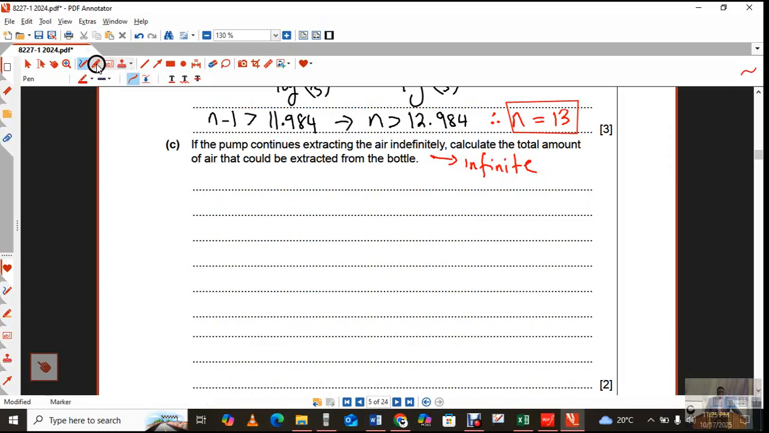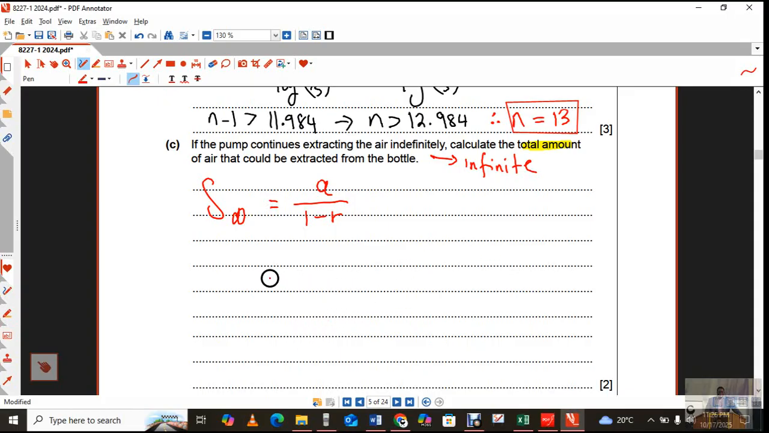And then I'm looking at another hint, and it is the word total amount. So that's sum to infinity. Okay, sum to infinity. And hopefully you should know the formula for sum to infinity. It's a over 1 minus r. So they are now asking, we need to find that value.